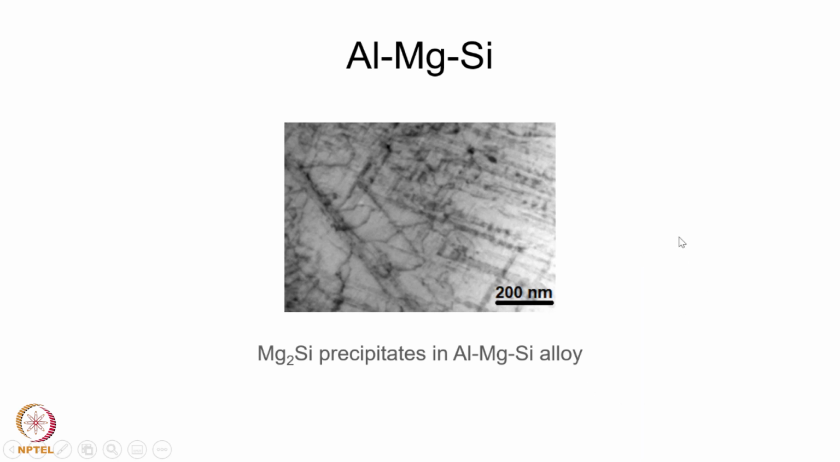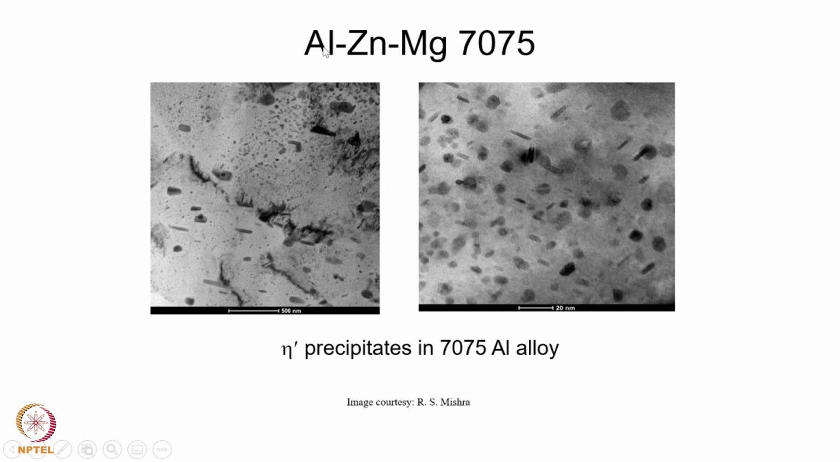Now let us go to the next one, that is 7000 series alloys. Here we have the 7075 alloy, where the precipitate is eta prime, and this is how they look. These two TEM images show the morphology of the eta prime precipitates. The precipitate volume fraction could be different depending on the aging conditions or the actual composition of the alloy, but the morphology is going to remain the same, as you could see from here.